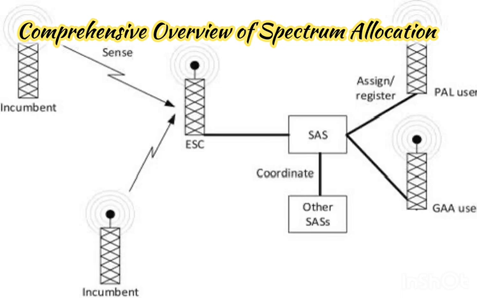Challenges in spectrum allocation. 1. Interference. Ensuring that different services do not interfere with each other is a major challenge in spectrum allocation. Interference can cause poor quality of service, dropped connections, and even security risks.